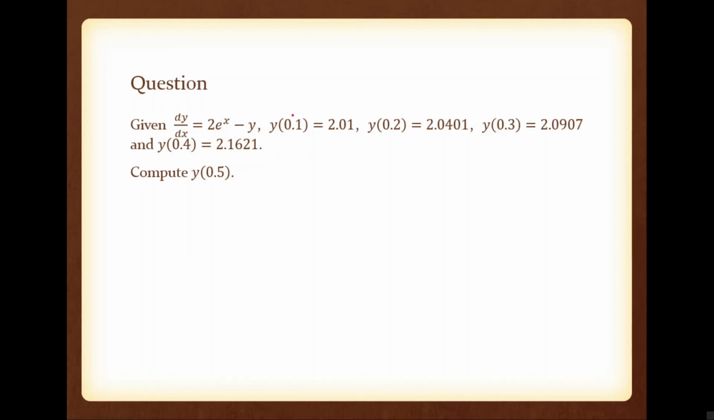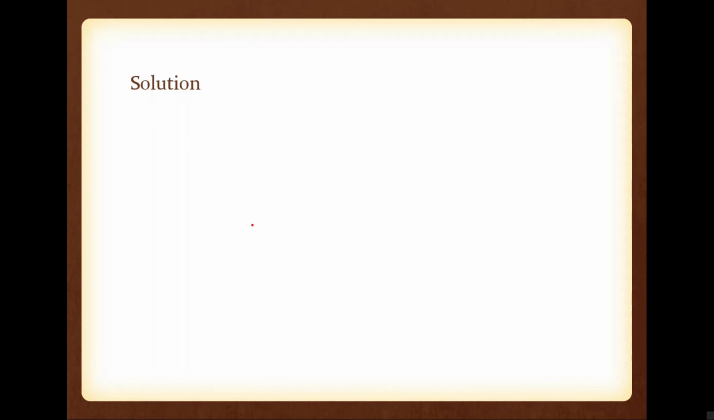First, this is x0 equal to 0.1, this is y0, this is x1, this is y1, this is x2, this is y2, and this is x3, and this is y3, and you are asked to find y4. y4 means y of x4. So x4 is 0.5, and you are asked to find y4. Here h is equal to 0.1. Please note, x0 is equal to 0.1 and y0 is equal to 2.01.